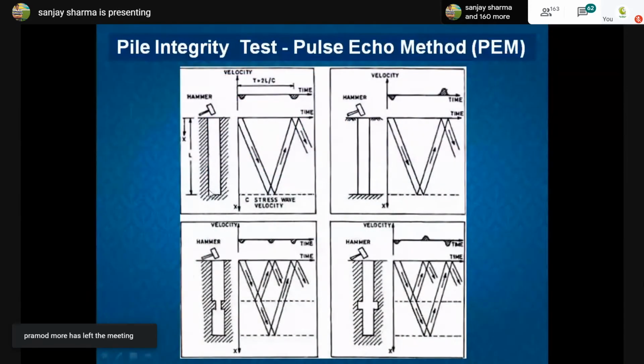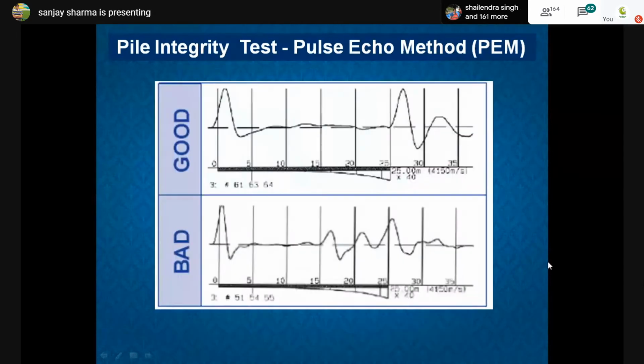This is the hammer, in a similar way, I think, which I have shown, that these waves go inside, and if some structure like this is there, they will come back from the surface only. So we can find out basically what is happening and at what particular location.